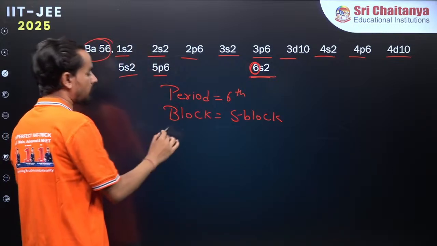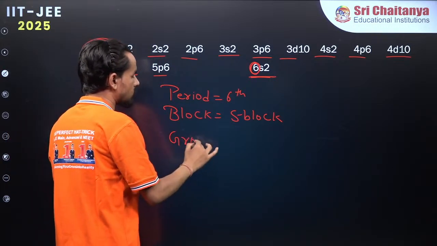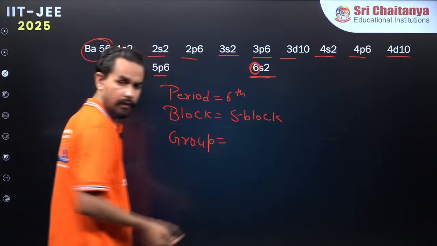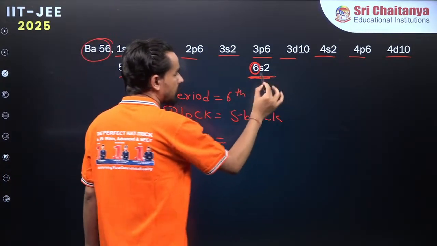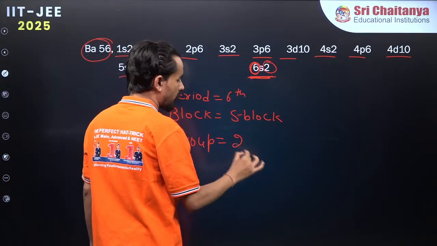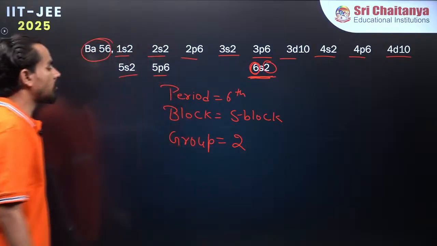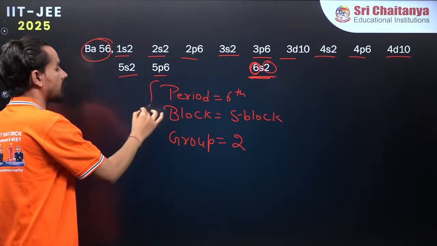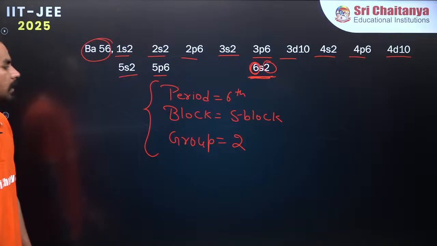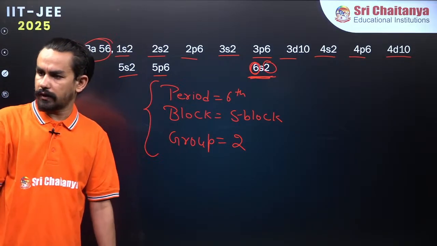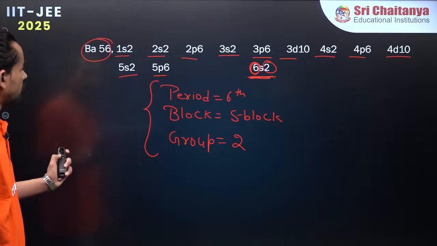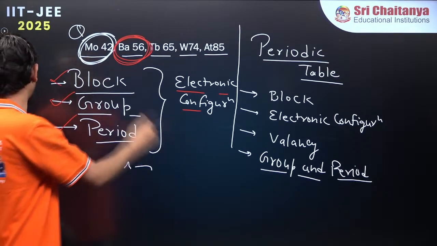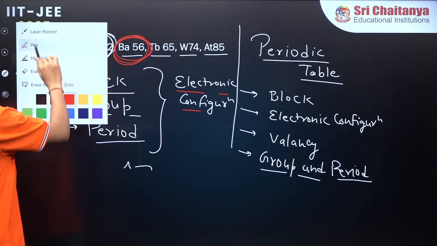And what can we say about the group? In case of s block, how to determine the group? The number of electrons in the outermost s will be considered as the group number. So the group number is 2. So second group, s block and sixth period. That is the thing. Have you got it? If you got it, then please move to the next one.